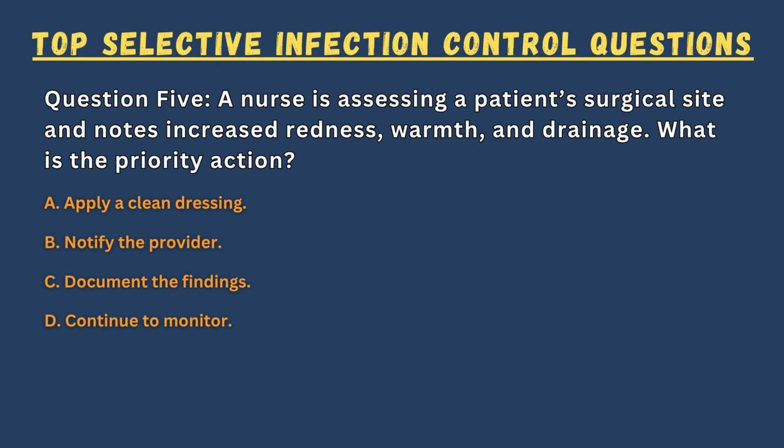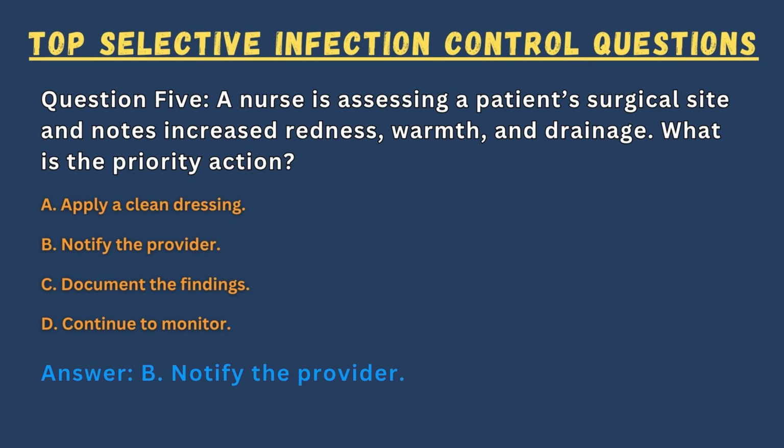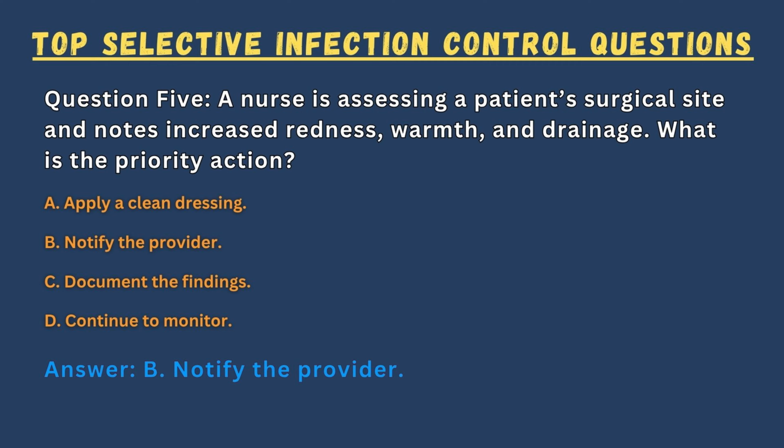Question 5. A nurse is assessing a patient's surgical site and notes increased redness, warmth, and drainage. What is the priority action? A. Apply a clean dressing. B. Notify the provider. C. Document the findings. D. Continue to monitor. Answer: B. Notify the provider.